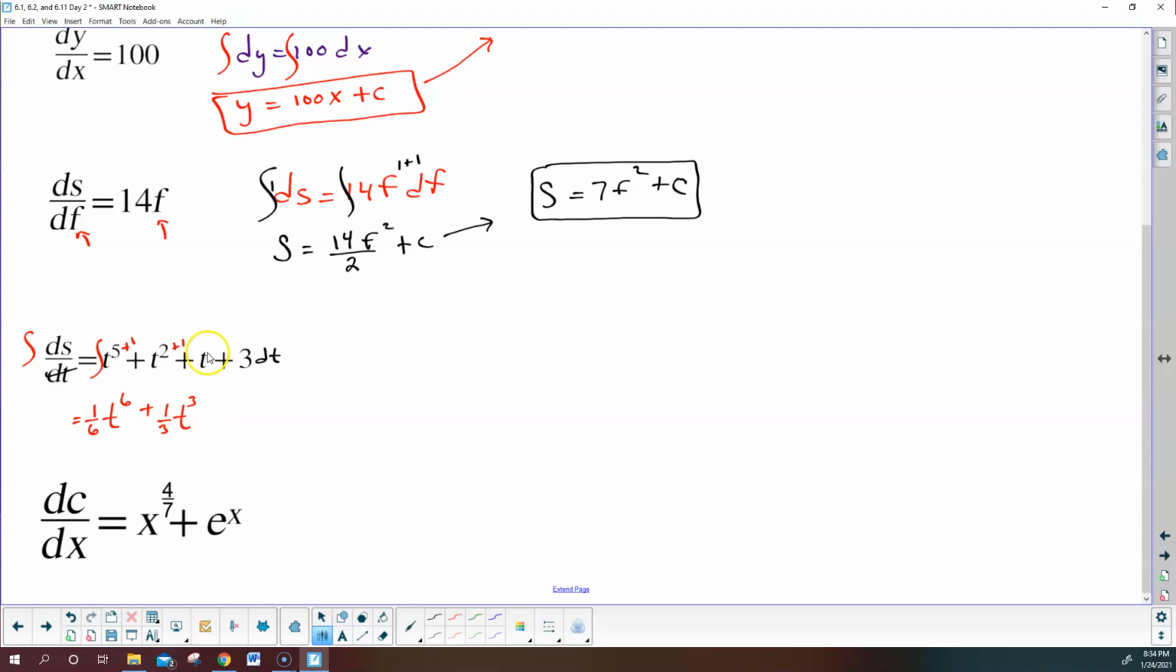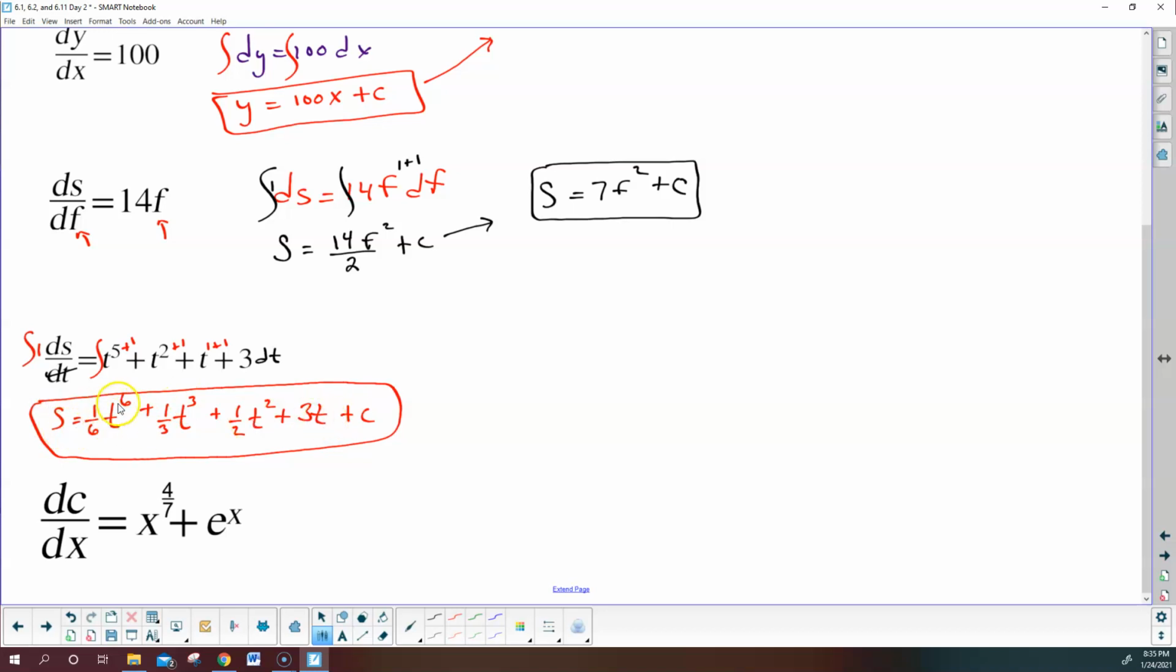Now, if it's already a t, there's a 1 there already, so then I'm going to add 1. So this becomes t squared. And then if I put a 2 up there, I got to compensate for that and put a 1/2 out in front. Okay? And then if it's just a 3, this will be 3t plus c. And I forgot to do this side. This was just a 1, so that's going to be s. And there's my answer.